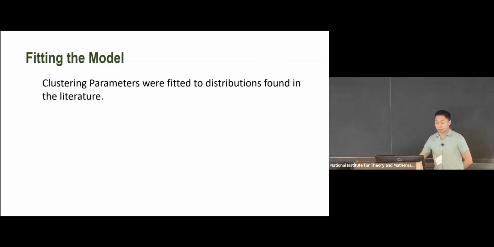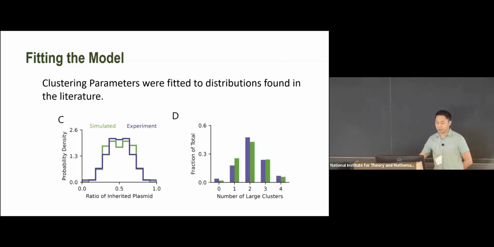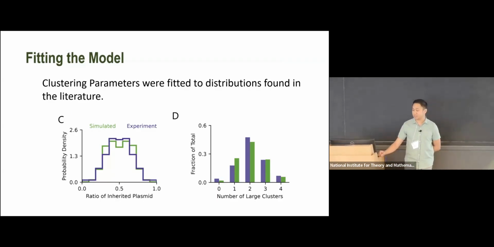We also tried to fit the clustering parameters by ABC by matching our model predictions with distributions found in the literature. And among those are the following. So we've got data about the ratio of inherited plasmids. Green here is simulated versus experiment. And on panel D, you would see here the distribution of the number of large clusters within a cell. And we were able to match this quite closely.